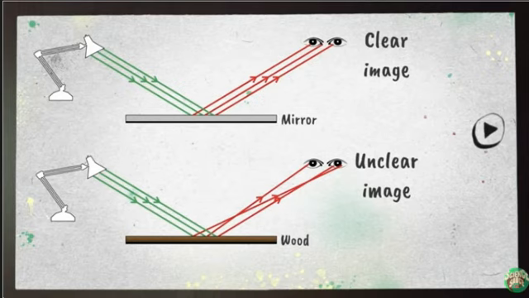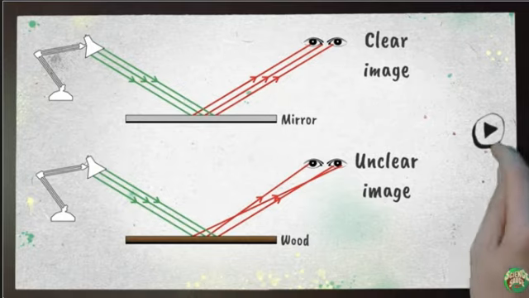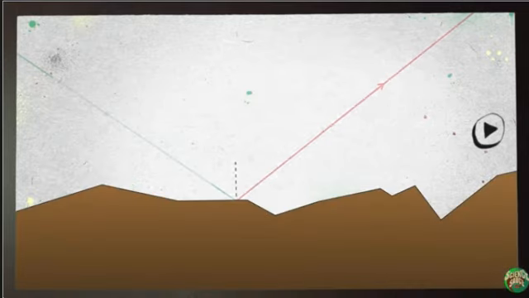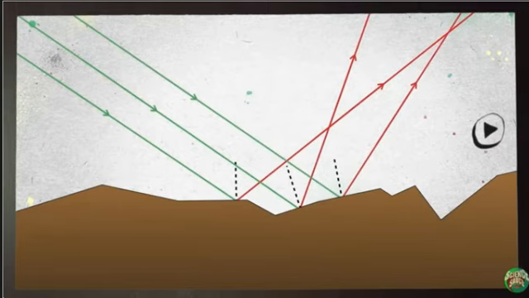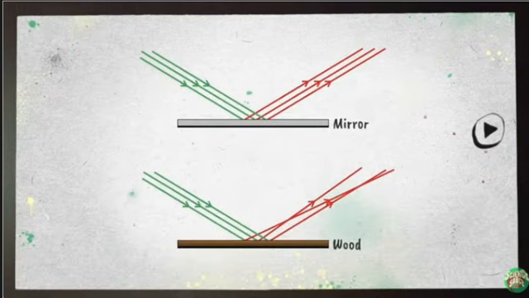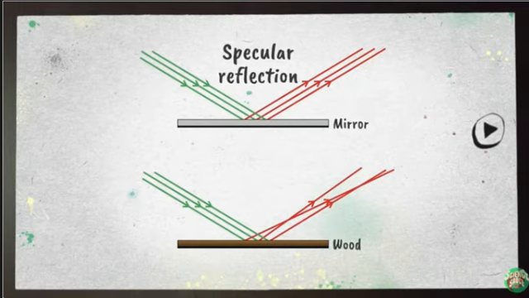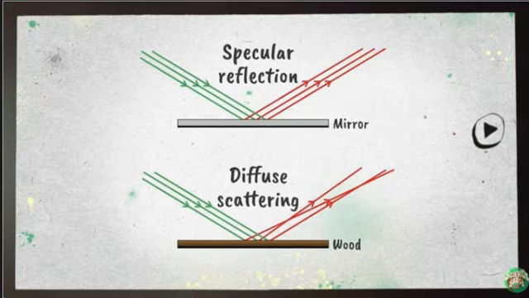And you might think the law of reflection doesn't apply to the wood, but it does. If you could zoom in really close to the surface of the wood, you'd see that it's uneven. Each ray still bounces off the bit of surface it reaches with an angle of reflection that is equal to the angle of incidence. And the result is rays bouncing off in different directions, preventing you from seeing a clear image. Very smooth surfaces, like mirrors, result in what we call specular reflection. But rough surfaces result in what is known as diffuse scattering. In both cases, the law of reflection is obeyed.